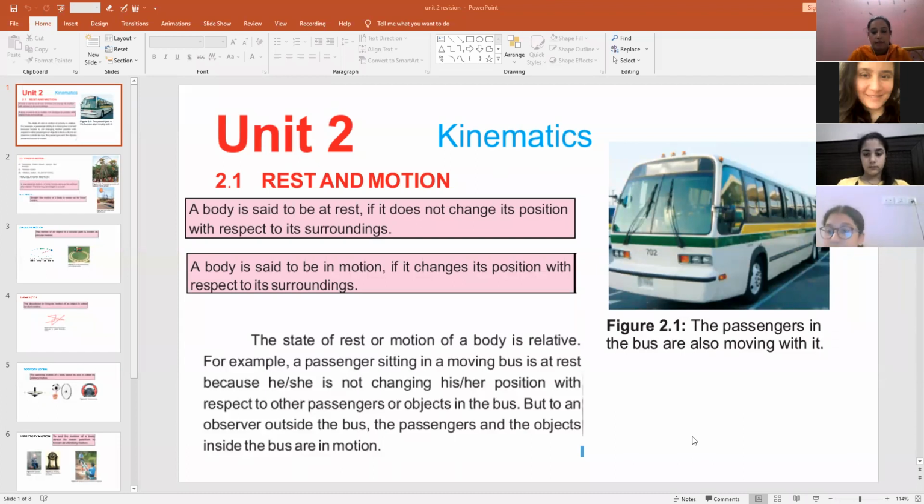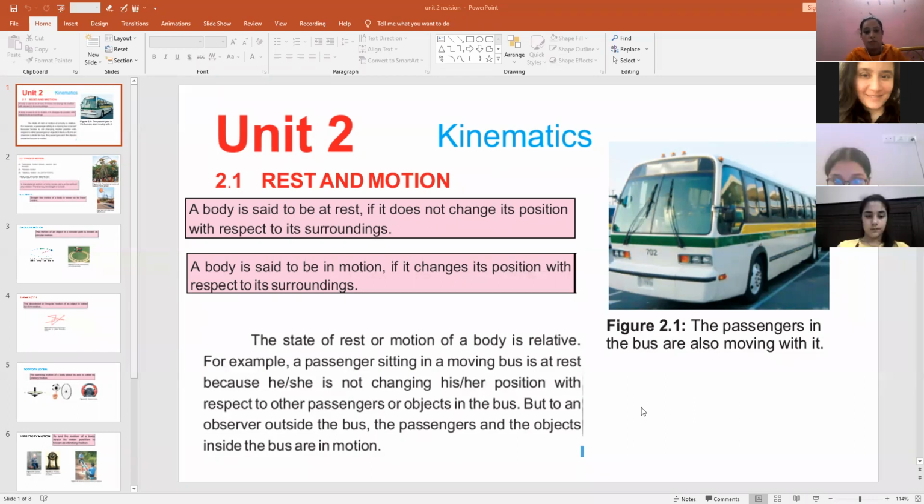So students, as we have completed unit 2, we have done all the exercise questions and problems as well. So today we just recap unit 2, right? If you start from topic 2.1, that is rest and motion.